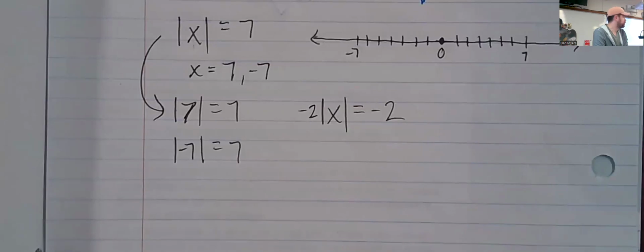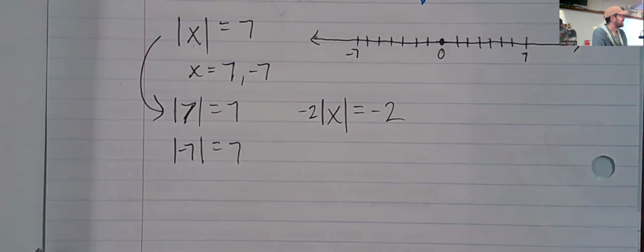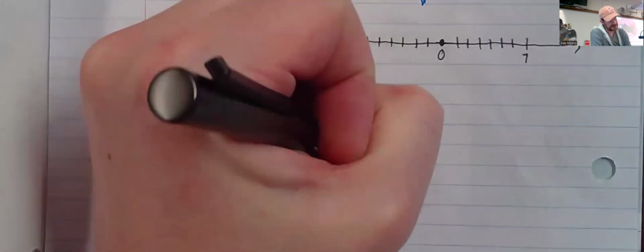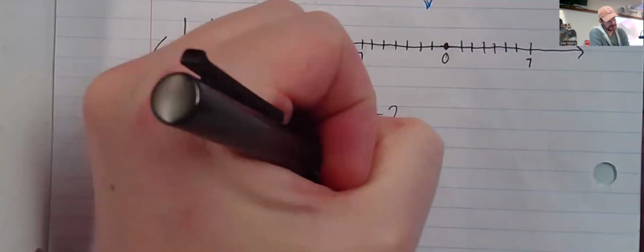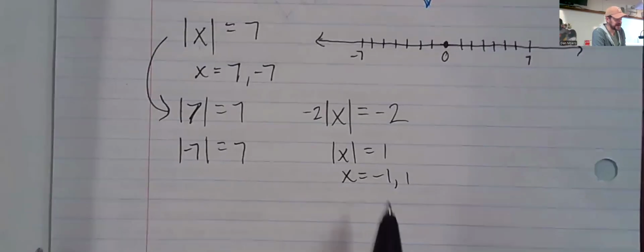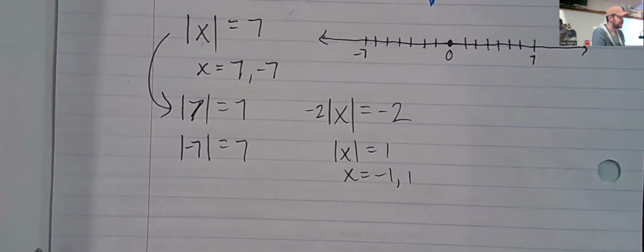Now, if you do this, there would be a solution because the absolute value is no longer isolated. And you'd have to divide both sides by -2. And if you divide both sides by -2, you get that. In which case, the answers to this one would be -1 and 1, because there are two numbers that have an absolute value of 1. But there are no numbers that have an absolute value of -2.